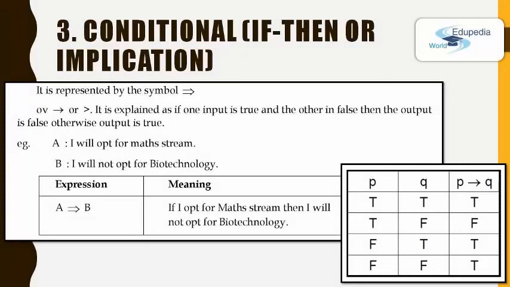Now the next operator is the conditional operator. The compound statement we are going to create is like an if-then statement, or else we can say an implication statement. It is represented by the arrow sign, and sometimes the greater than sign is used. Anyway, the most common usage is the arrow sign. It is explained as: if one input is true and the other is false, then the output is false. Otherwise, the output is true.